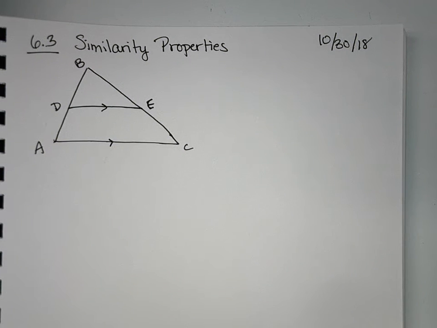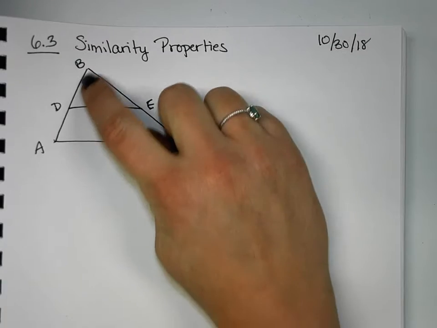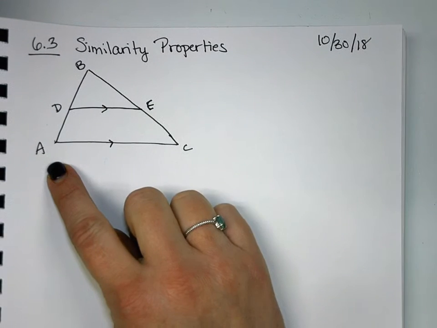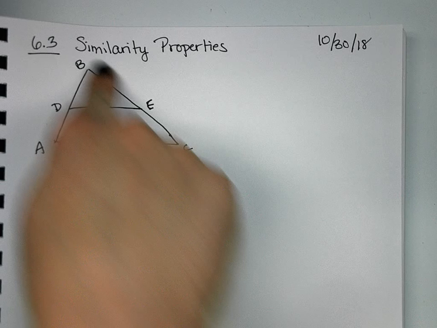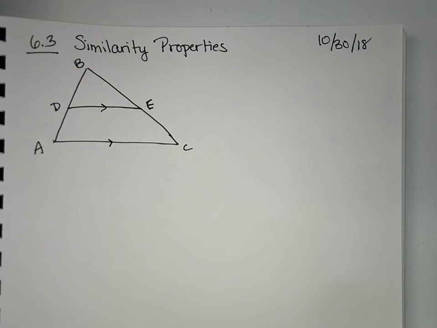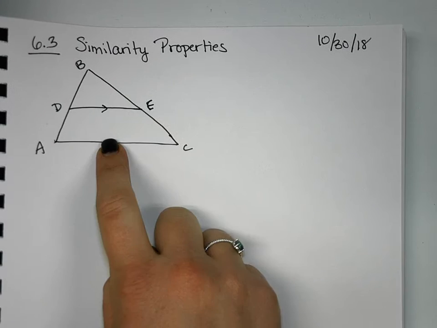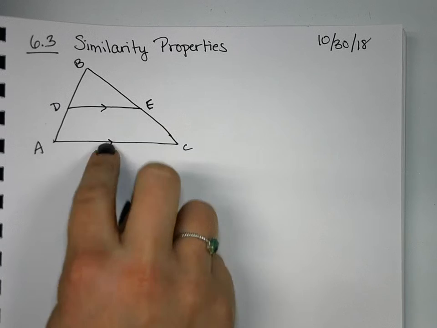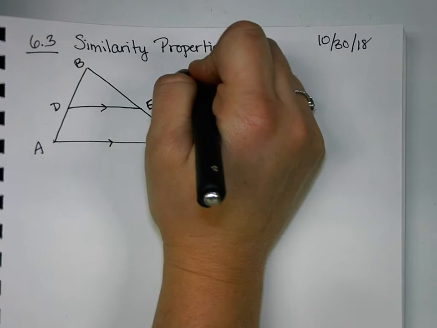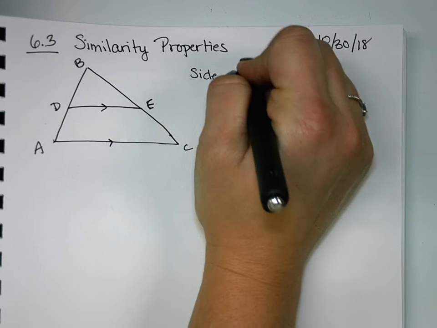Okay, so this first triangle that we have here, triangle ABC with triangle BDE on the inside, we did ones like this already when we were setting up our proportions for our similar triangles, where we would say BD over BA, the whole side, equaled BE over BC, the whole side. Well, in those ones, we did not necessarily know that these two lines were parallel. If you know these two lines here are parallel, we actually have something called the side splitter theorem.